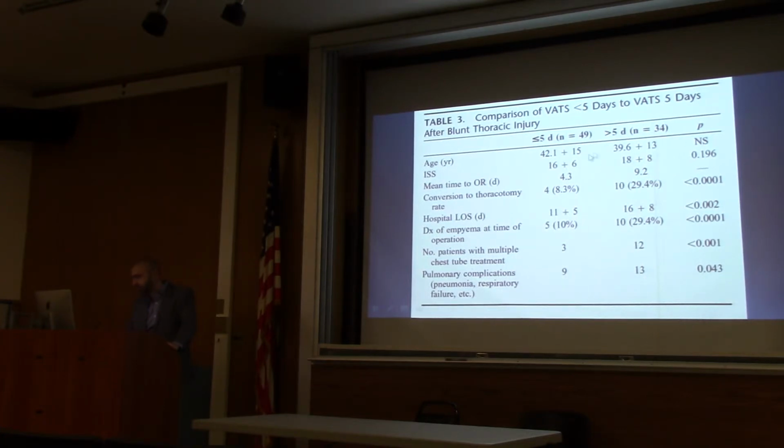And you see it is similar in age and injury severity score. Time to the operating room, 4 days here, 9 days here. Significantly less conversion to thoracotomy rate in the earlier group. Number of patients with multiple chest tubes significantly less, and somewhat less of infectious complications in the earlier group. Therefore, generally we recommend doing early VATS. Definitely less than 5 days. We actually do it earlier. Try to do it earlier. If you have retained hemothorax on day 2 or 3, we just take them for thoracoscopy evacuation. And that also seems to be a common practice.